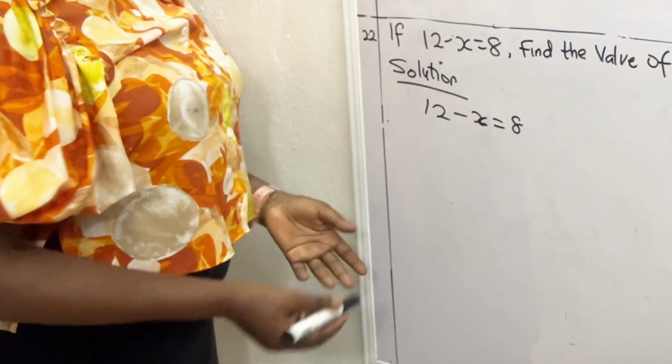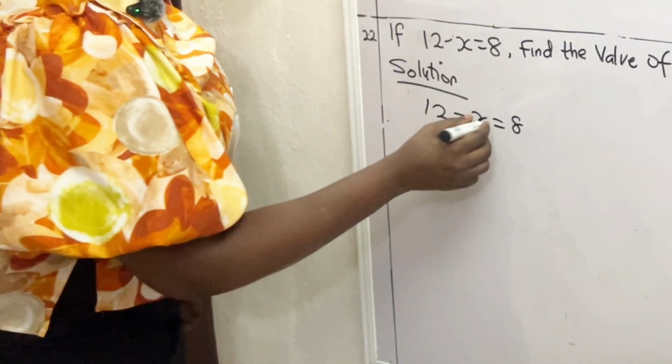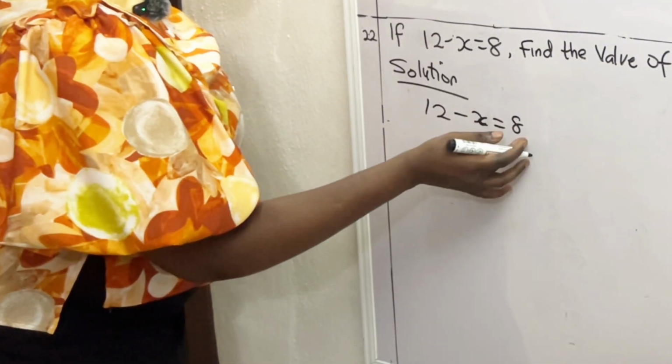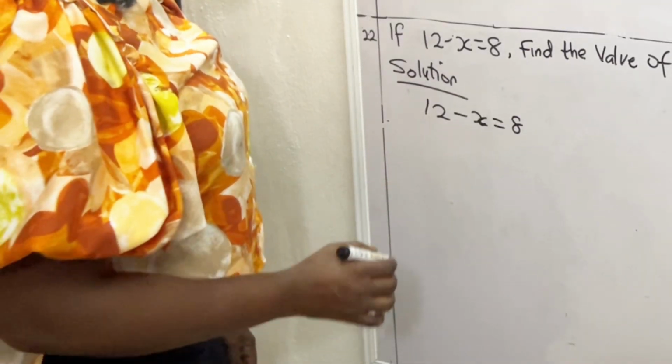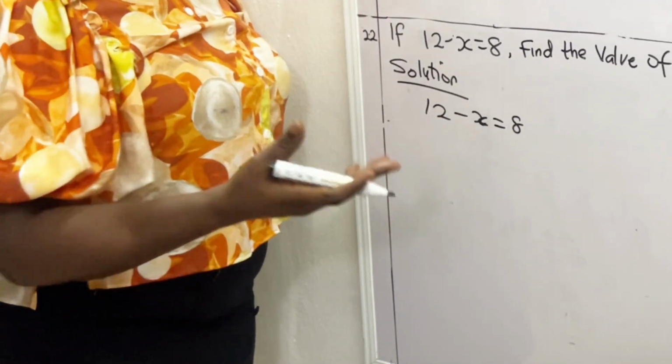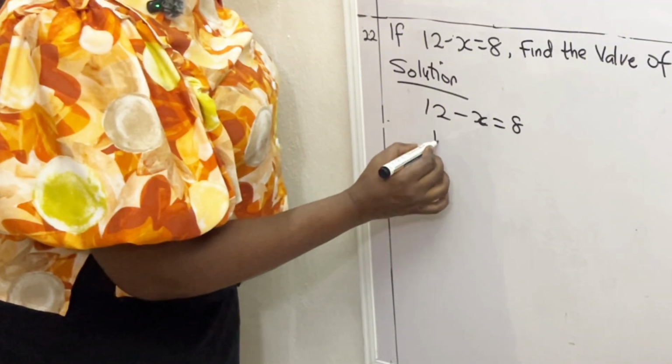You can do that. There are different methods. Okay, so we want to take x to the other side and bring 8 to this side. Remember, when it is crossing to the other side, minus will turn to plus. Some children ask why. Okay, so I want to show us why.